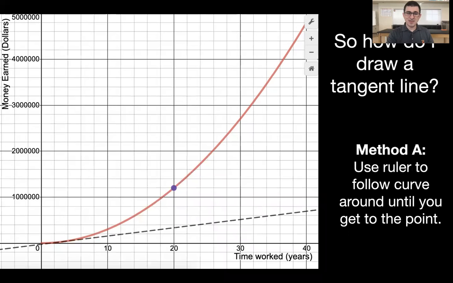So one more time, method A is the method where we follow that curve around until we get to the point.